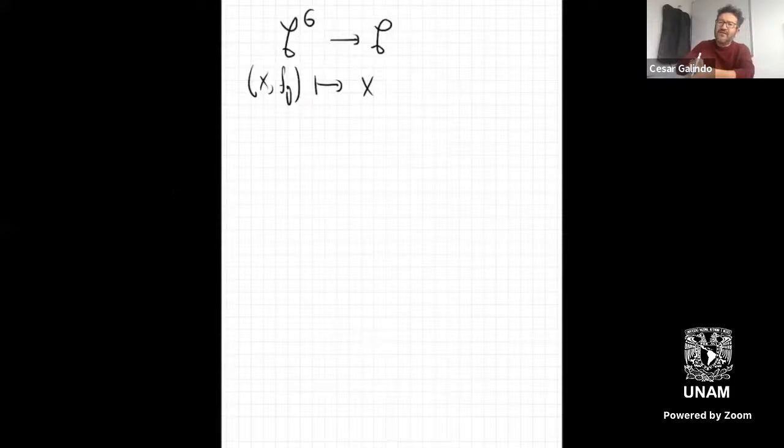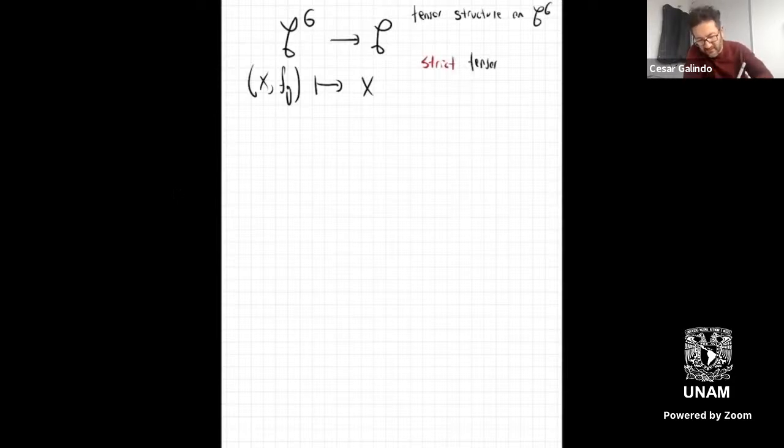So in particular, you have a forgetful functor that takes this and sends it just to X. And the monoidal structure is defined in such a way that this forgetful functor is strict. So there is a tensor structure on this, and it is given exactly by the condition that this functor is a strict tensor functor. There is a unique way, in fact, to define this. I won't do the computations, but this is the obvious one.